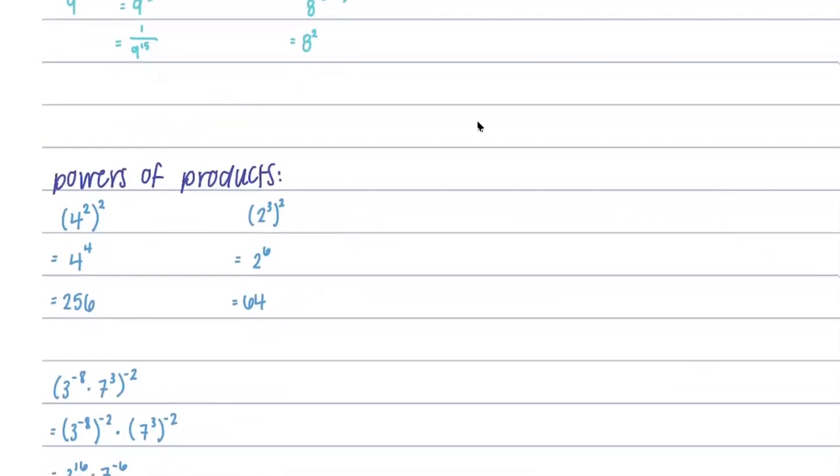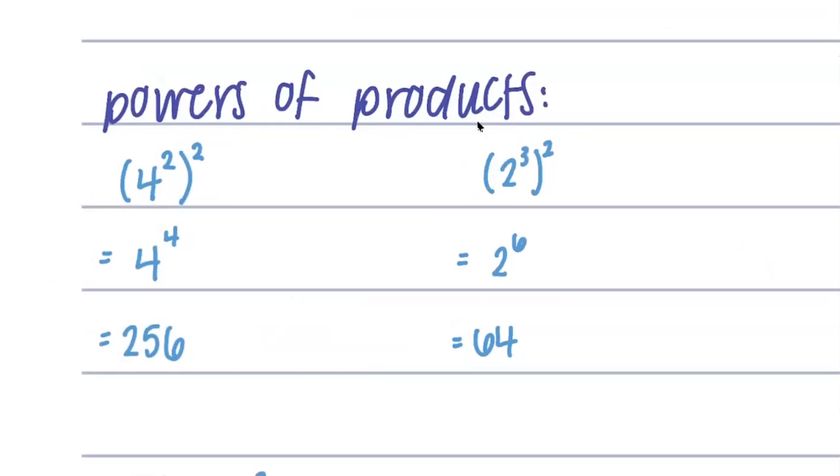Cool. Okay, so now we're going to talk about powers of products. I know it sounds really confusing, but basically, powers of products just means that if you have a number raised to a number, and that's raised to another number, what you can do is multiply these two numbers together. Okay, so maybe that doesn't make sense in words, so let's look at an example.